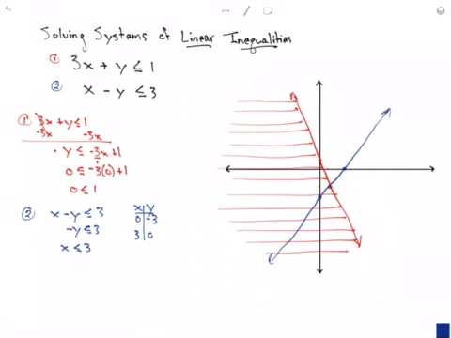And then once again, because I need to do some shading here, I'm going to choose a test point. I can still use 0, 0 here because my blue line doesn't pass through 0, 0, so I'm going to plug that in and see if I'm going to shade towards my test point or away from it. When I put 0 minus 0 in for x and y, it's less than or equal to 3. Well, 0 minus 0 is 0. That is less than or equal to 3. It's definitely less than 3. So 0, 0 is a true test point, which means that I'm going to shade towards my test point because it gave me a true expression. So in this case, I'm going to shade this way.